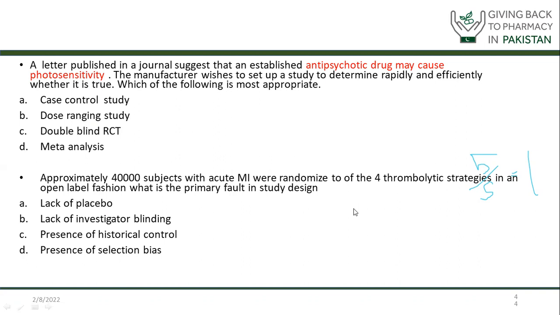Historical control. It's not working there. Presence of selection bias or lack of investigator blinding. An RCT should have randomization, and the second thing I told you, blinding. Is there any blinding? Lack of investigator blind. So it should be blinded. Okay.